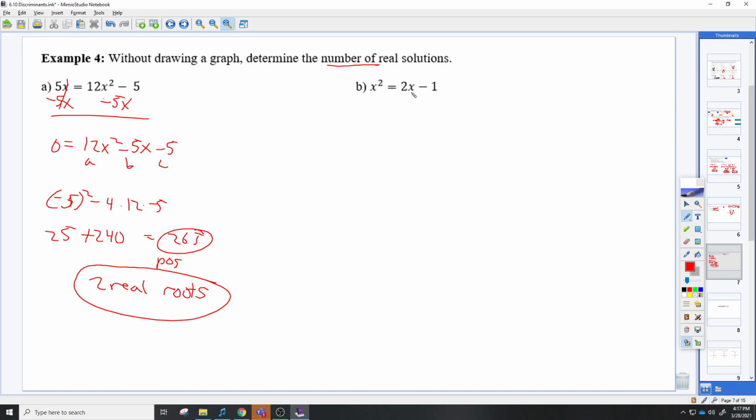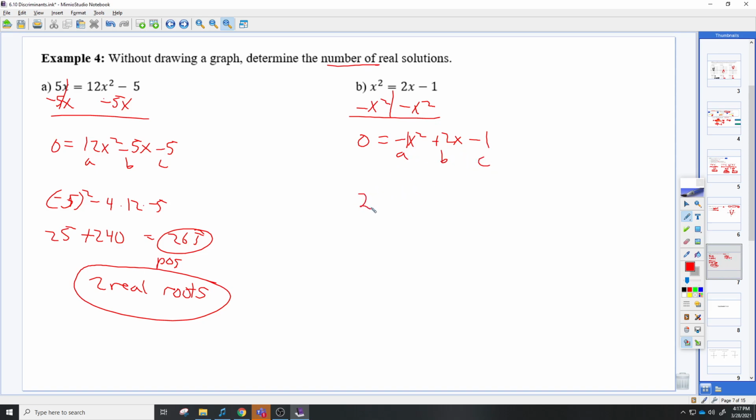All right, and the last one here, you can move either one you want. You can move the 2x or the 1, or the x squared. I'll do that. Just change it up a little bit, move the x squared over. We're not factoring, so I don't care too much. 0 equals, so it's -x squared comes first. 2x is positive, so put a plus there, -1. A is -1, b is 2, c is -1.